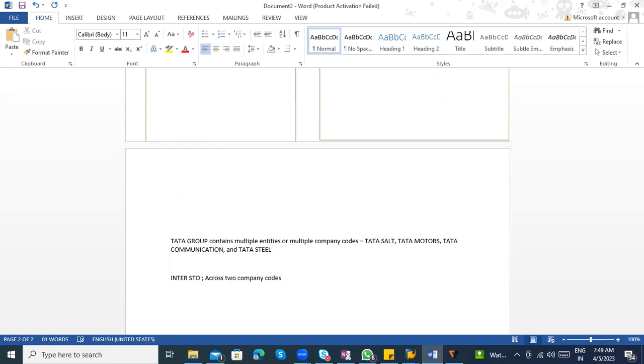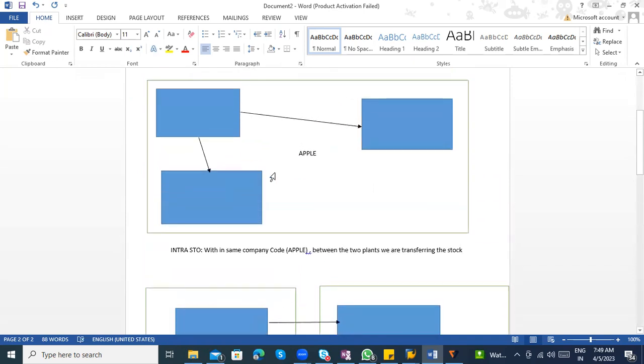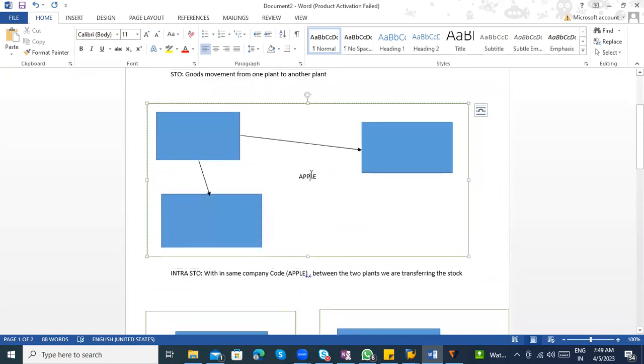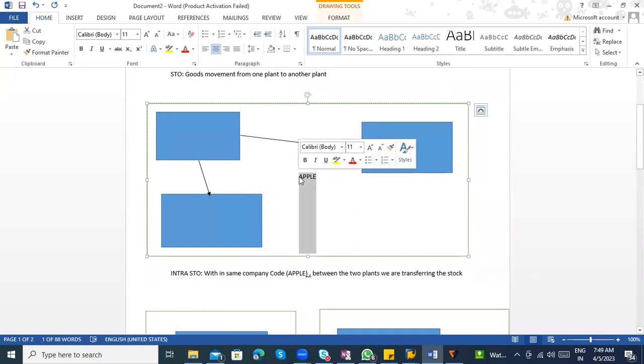Across the two companies, between the two plants, we are transferring the stock. I knew it was called inter. I was thinking it would be within the same company code. That means Apple has no other businesses, no other entities. They have only electrical, let's assume that. In that case, it is only a single company code.